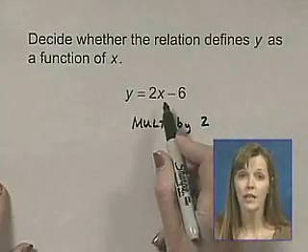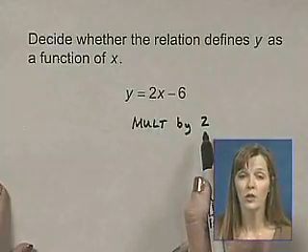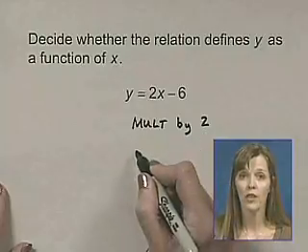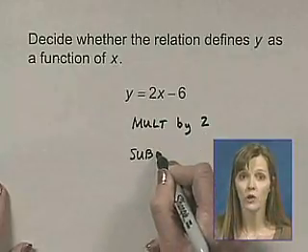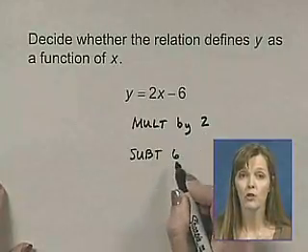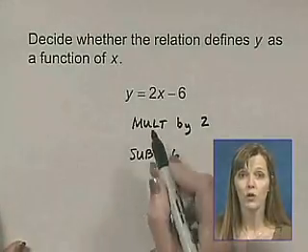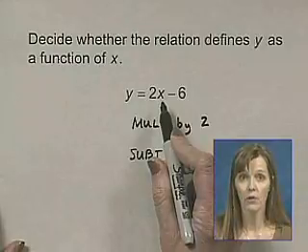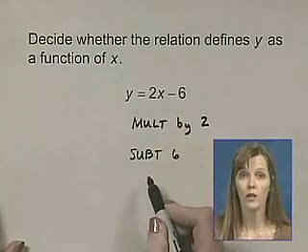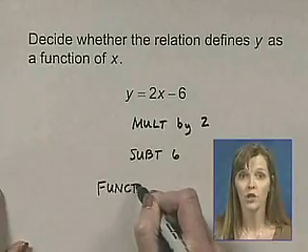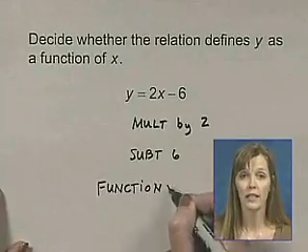Well, for any particular value, when you multiply by 2, there's one and only one result. Once we get that product, we're then asked to subtract the value of 6. If you take a number and you subtract 6, there's one and only one answer. So therefore, starting off with a value of x, we're going to end up with one and only one value of y. And for that reason, we can determine that this is indeed a function.